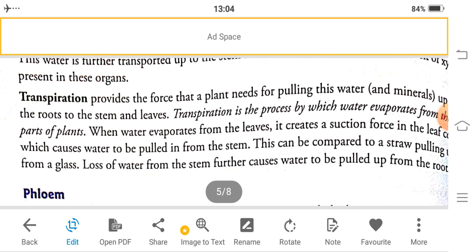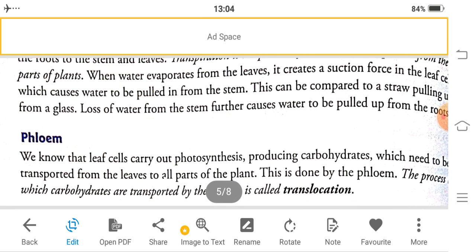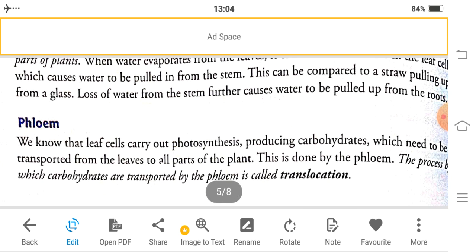So what is transpiration? Transpiration is the process by which water evaporates from the leaves or the parts of the plant. When water evaporates from the leaves, it creates a suction force in the leaf that helps in the movement of water within the plants. So the loss of water also causes the water to be pulled up from the roots.